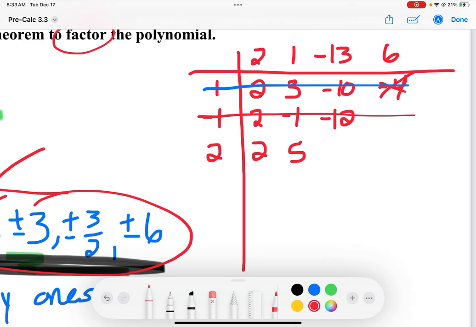Again, 2 times 2, 4. 4 plus 1 is 5. Now 2 times 5 is 10. 10 plus -13 is -3. And 2 times -3 is -6. And -6 plus 6 is 0. So this one gives us a 0.